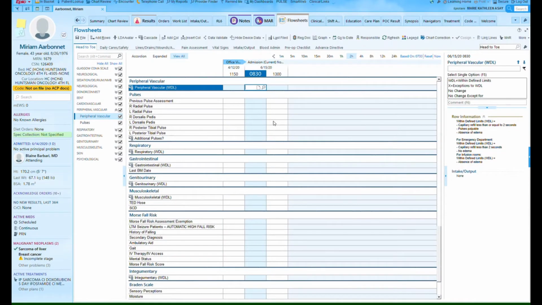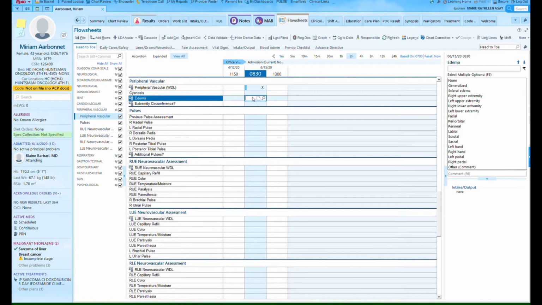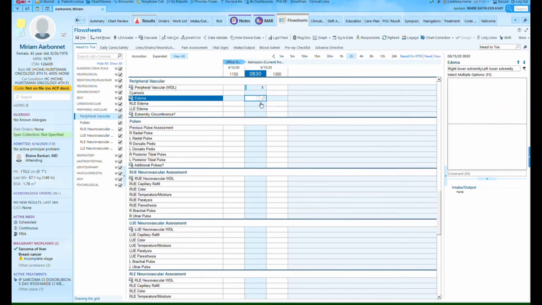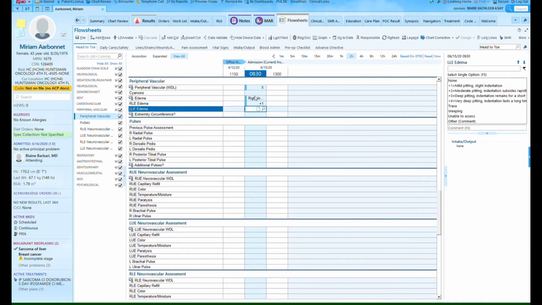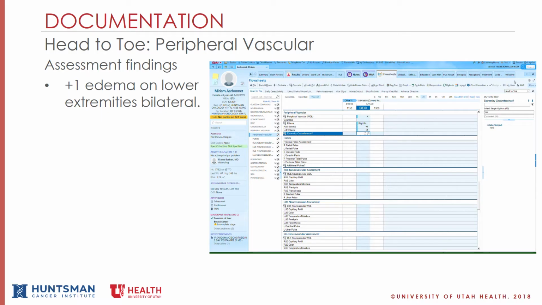The patient does not. So we are going to chart X because they are an exception to WDL, and we are going to chart the edema that we found. So you'll select edema, select the right lower extremity and left lower extremity. After this, you can press return, and then it will bring up the options for charting the edema. So we have the right, we're going to select 1, and the left, we're going to select 1. And that's all we're going to chart for our peripheral vascular because everything else is within defined limits.